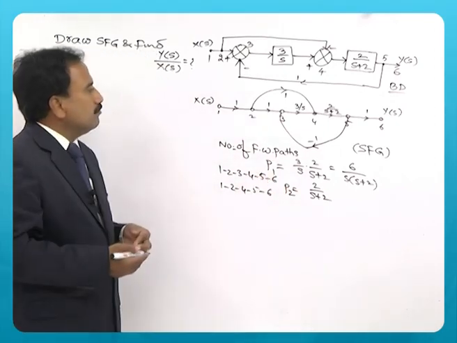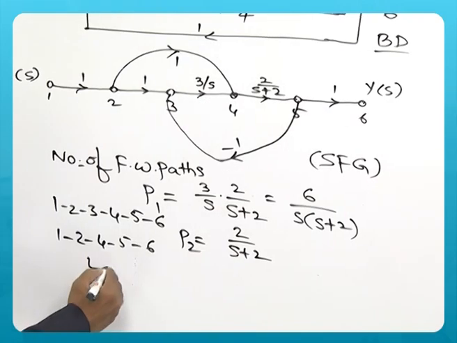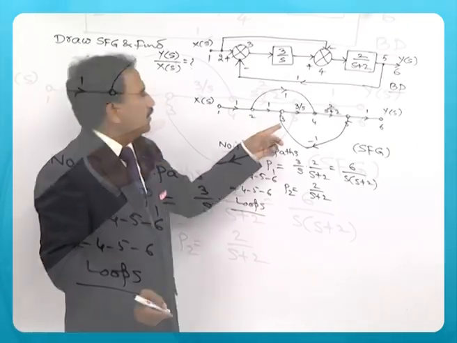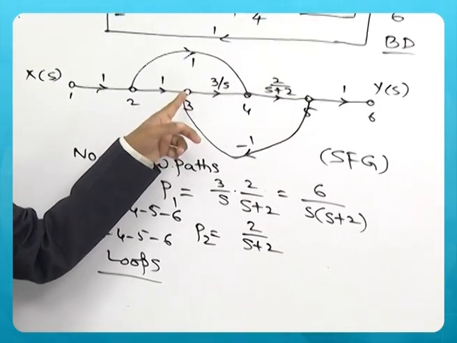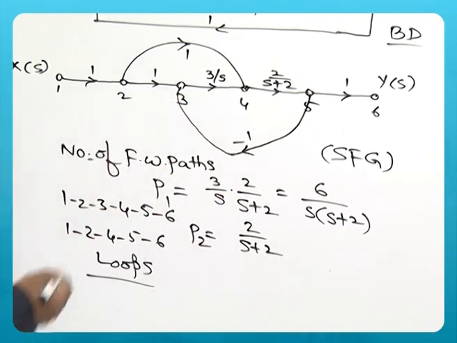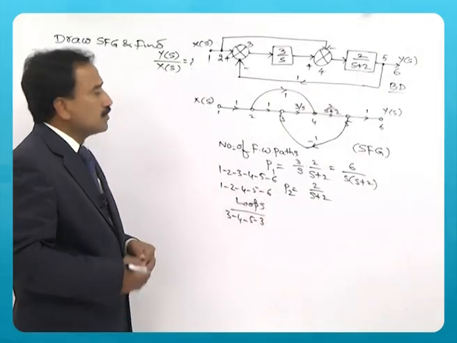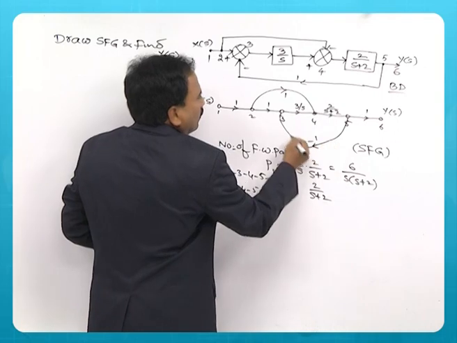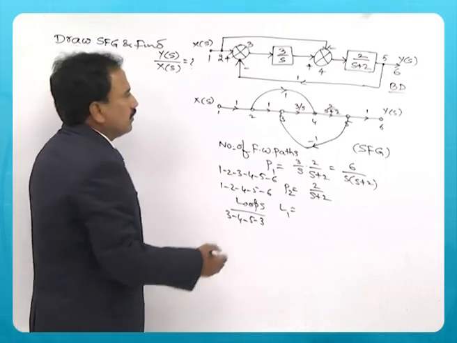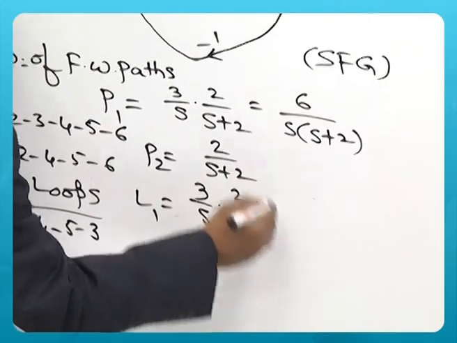Now let us identify the number of loops. We need to identify the individual loops. A loop is nothing but a closed path, starting from a node, traveling and terminating at the same node. So this is 3, 4, 5, and again back to 3. That is called a loop. And what is its gain? You can see 3 by s. The gain of loop 1 is 3 by s into 2 by s plus 2 into minus 1.